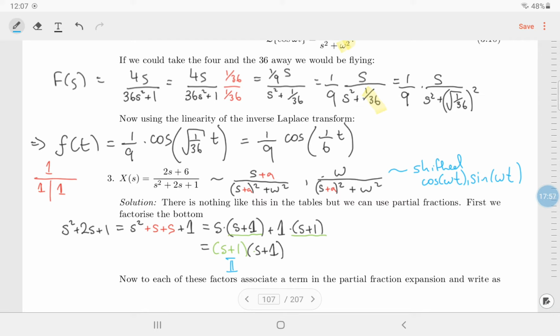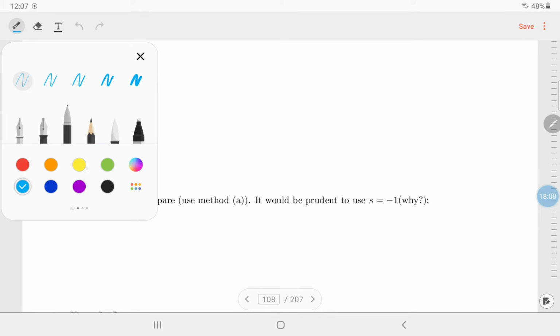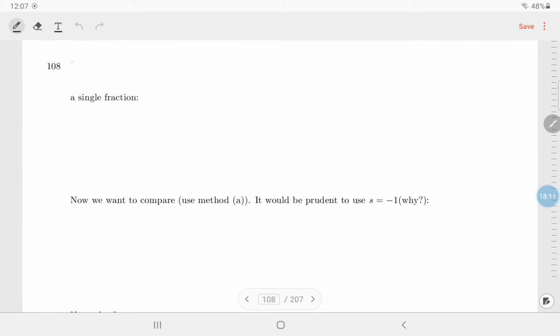So each of these factors has an associated term. So we've got 2s plus 6 divided by s plus 1 squared. Okay, so the rule 2, if you go back and look at it, what you'd be tempted to do is, okay, I've got s plus 1 as the first factor, s plus 1 as the second factor, and just do two constants there, a and b. That's what you'd be tempted to do.